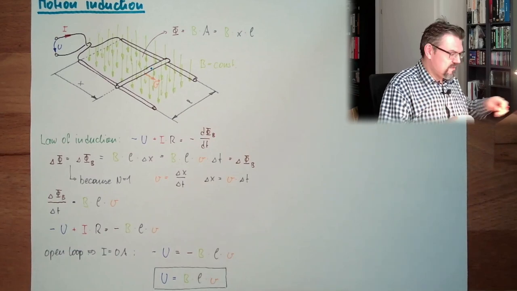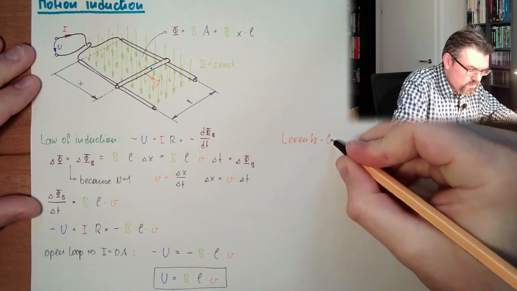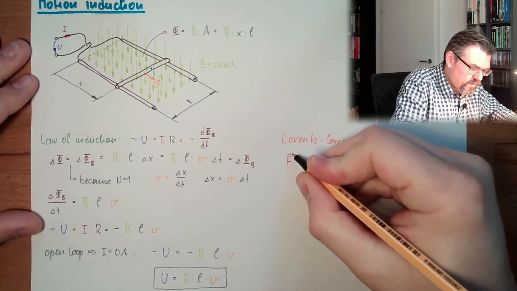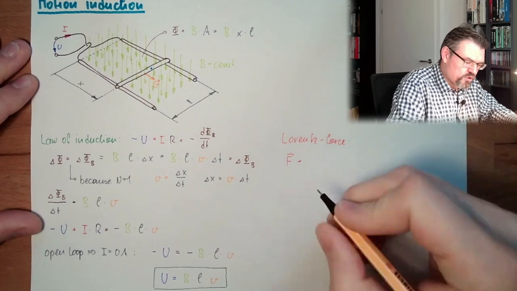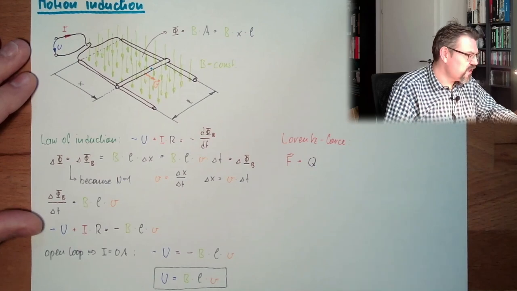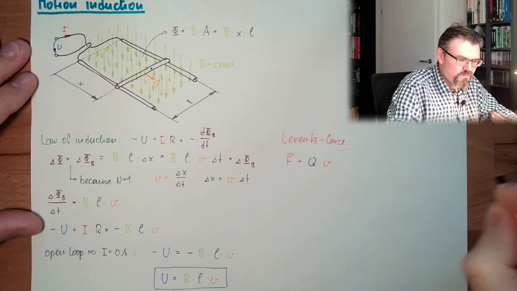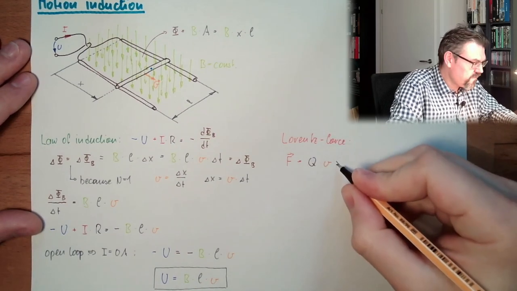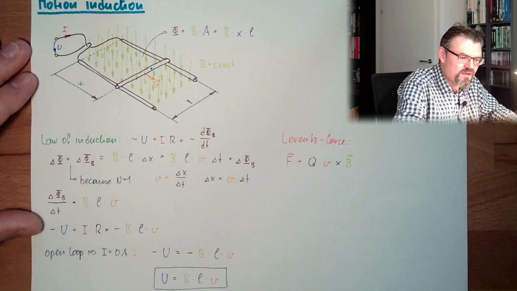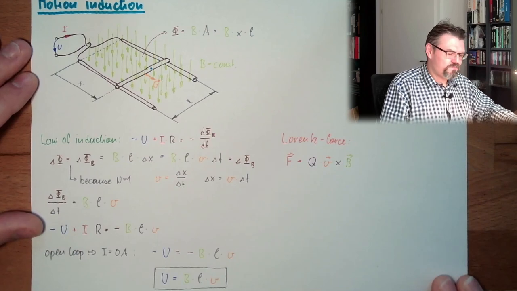Okay, we talked about this. So we had the Lorentz force. What was the Lorentz force? The Lorentz force F was the charge. Me as electron, I'm charged with minus the elementary charge, multiplied by the velocity, and now we had a cross product, with the magnetic field. And now I make these little arrows because now we have a cross product, so we are only dealing with vectors.